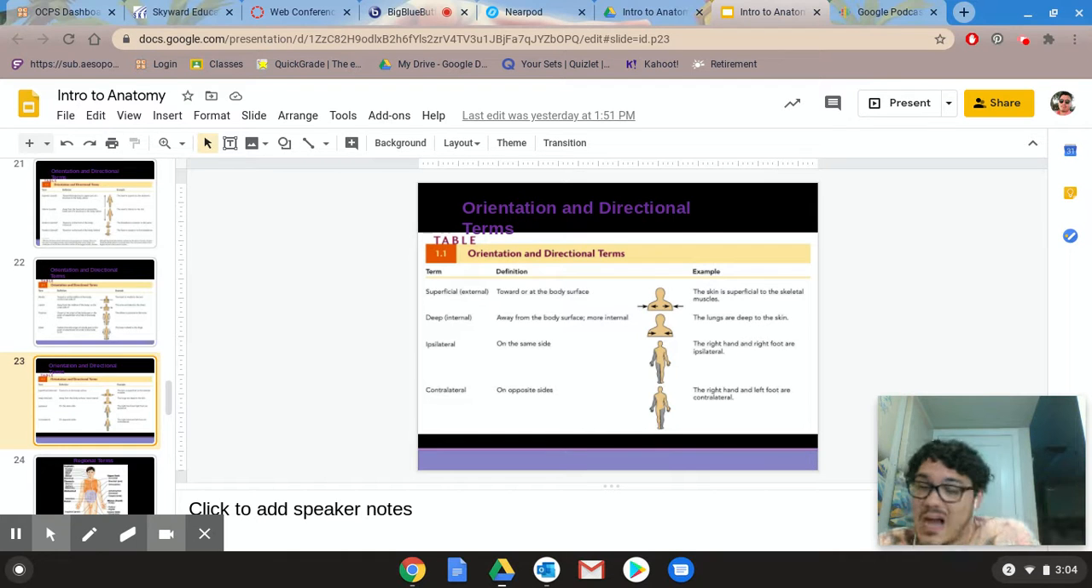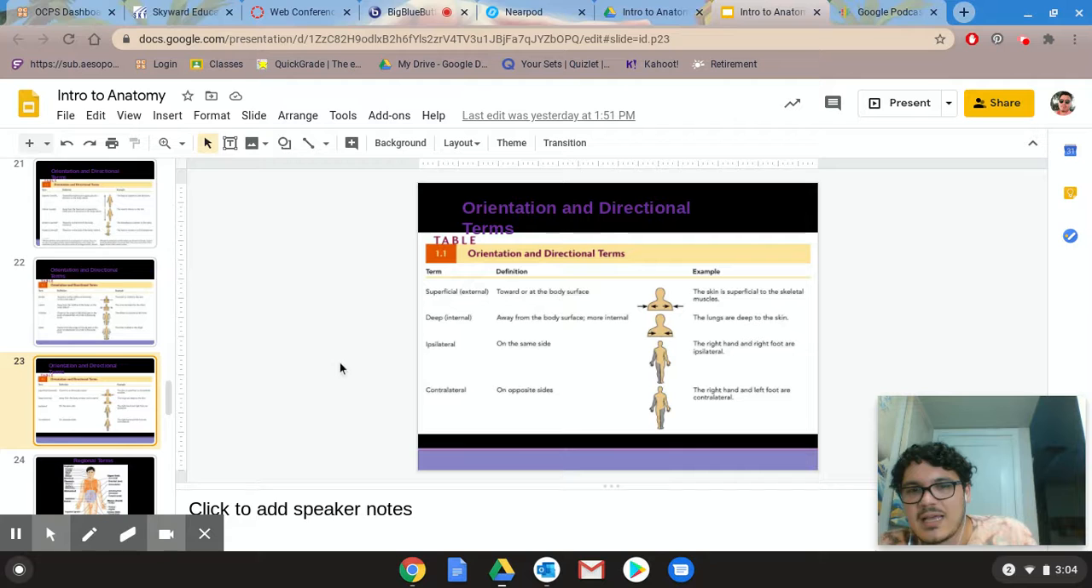Now, deep is the opposite of superficial. Deep is indicating internal. So the example they give, the lungs are deep to the skin. I always think when I hear deep, I think of the core, like the Earth's core. You're digging down. That's kind of what happens with the organs, right? They're internal, they're layered, and all that stuff.